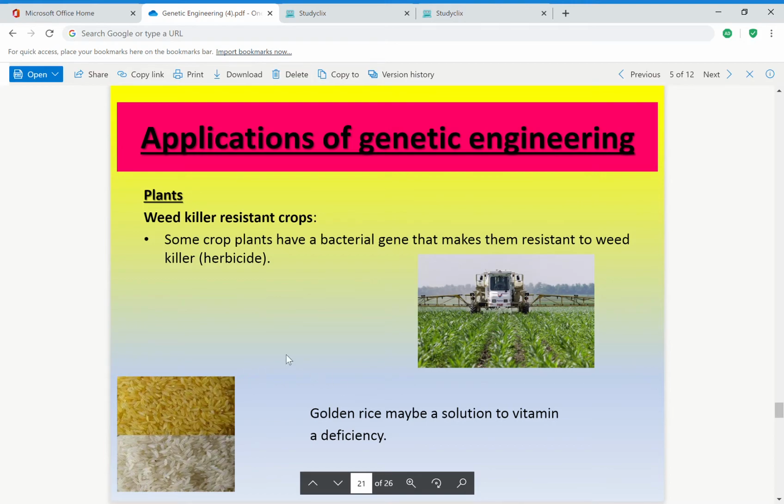Another example is golden rice, which may be a solution to vitamin A deficiency. There's basically a deficiency of vitamin A in some Asian countries, and what they've done is genetically engineer the rice so that it has vitamin A in it, and as a result, the population gets an increased level of vitamin A.